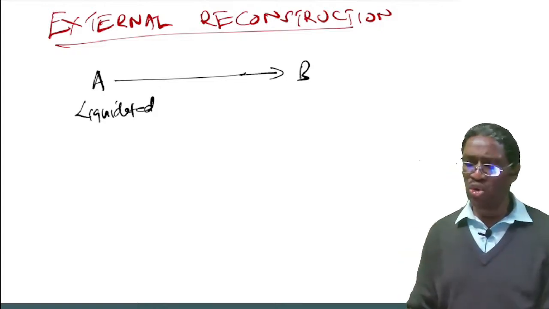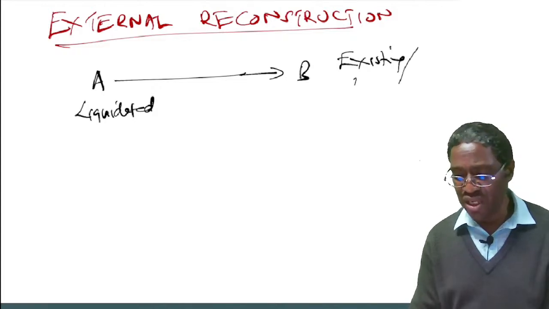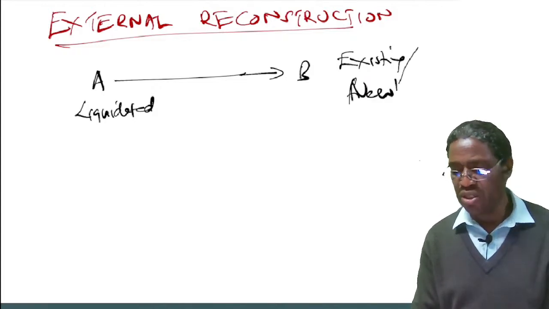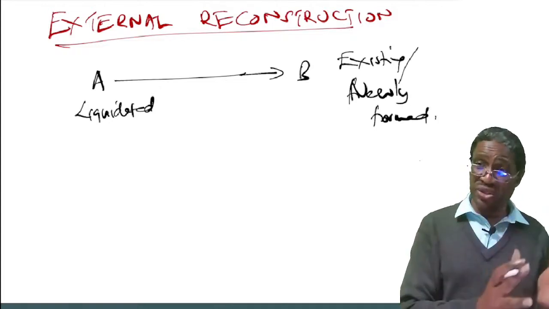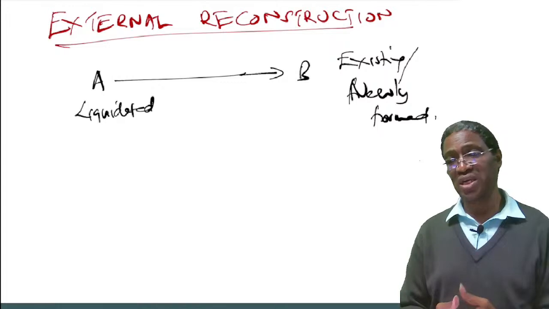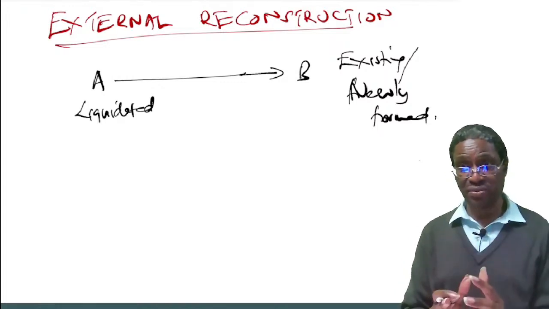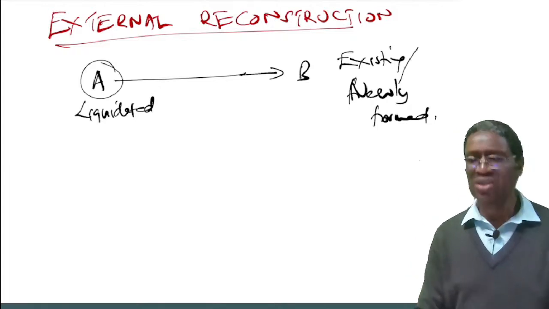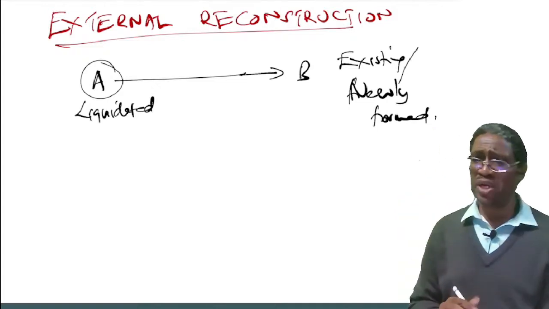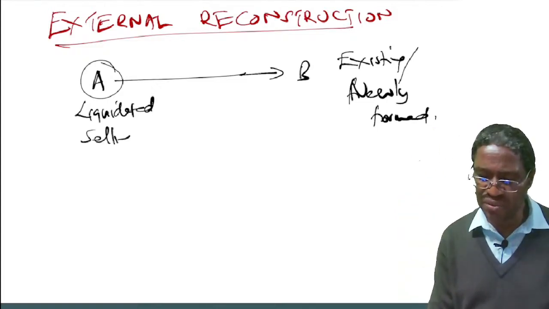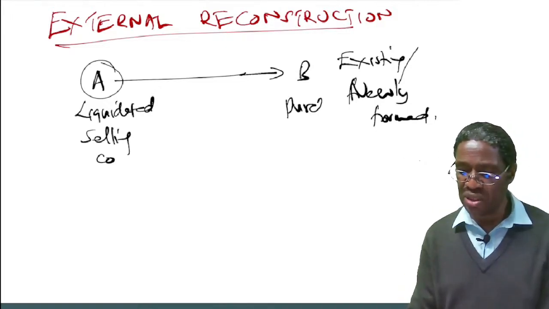Company B could be another existing company, or it could be another newly formed company. So you can form a new company to take over another business. Okay, so company A has to liquidate themselves so that they sell their business to another company. Now, we normally refer to company A as the selling company, and we normally refer to company B as the purchasing company.